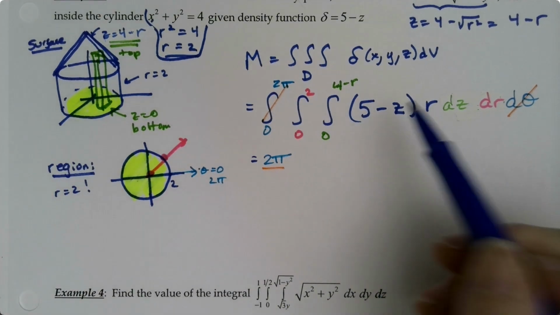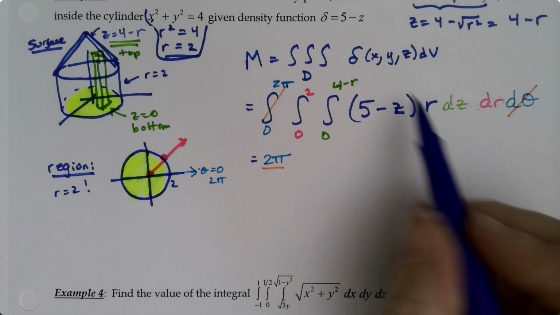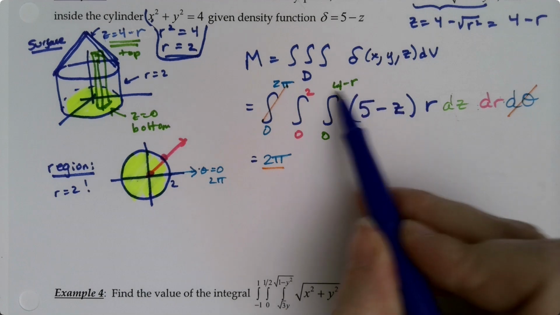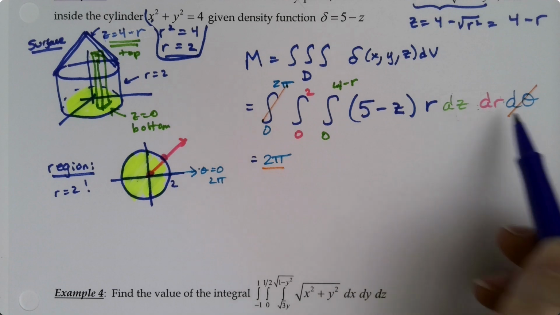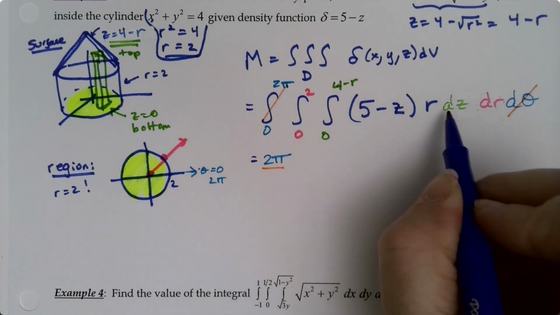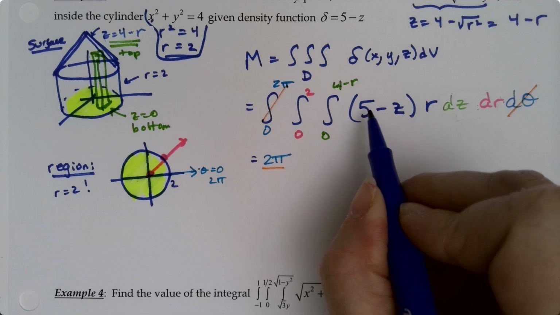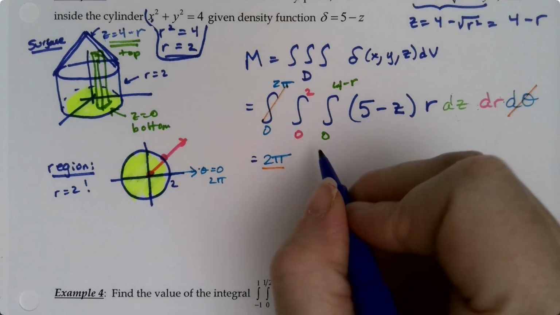Now, I can't get rid of the z or the r because I have both of them sitting in here. So no dice there. And I have to do z first because there's an r right in the integrand. So I have to go in the order dz, dr, d theta, which is the most common order. Okay, so dz. If I integrate this with respect to z, it's 5z minus 1/2 z squared, and then I just have an r sitting in front of the whole thing.